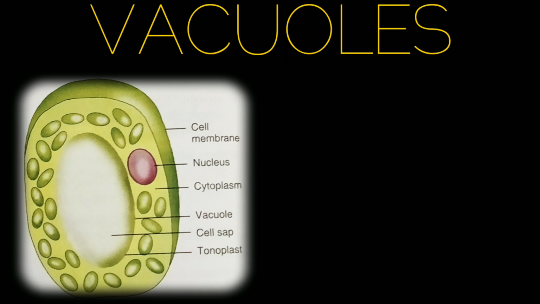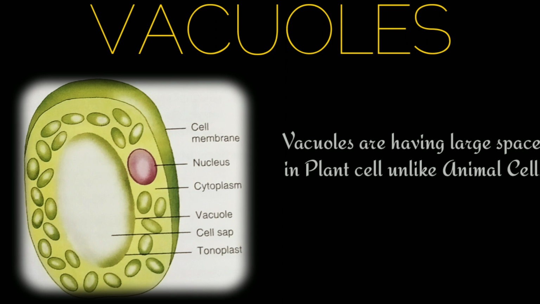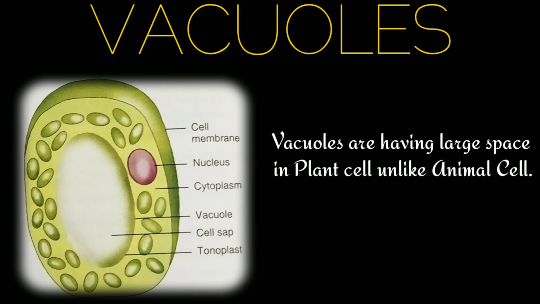And one thing you must know, that in animal cells the vacuole is present in the corner and is not so large in size, but in plant cells it is present in the center, and it covers almost 85 to 90% of the plant cell, right?